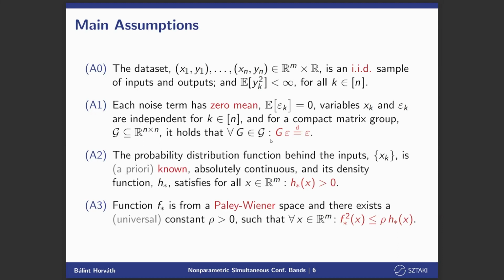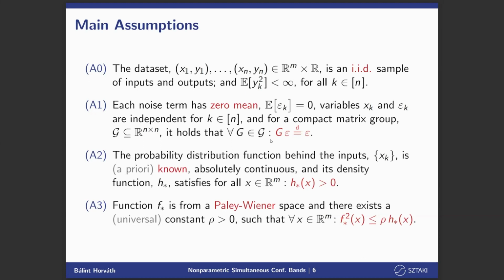The second assumption is what we are assuming from the noise, which is denoted by this epsilon variable. We are assuming that they are independent from the inputs. And this compact matrix group, which I listed here, is a pretty mild assumption. I prepared a slide for the next one, which describes what this assumption means. But it is a mild assumption, and many standard distributions satisfy this A1 assumption.